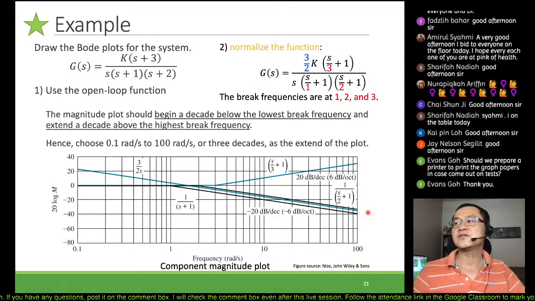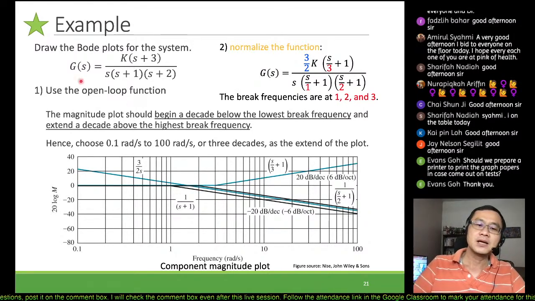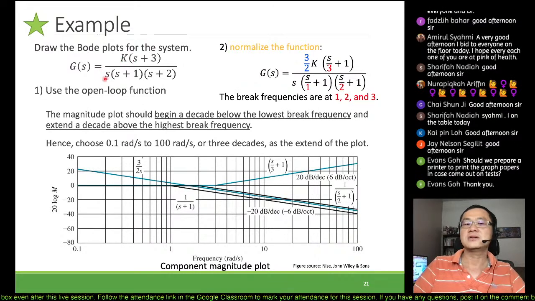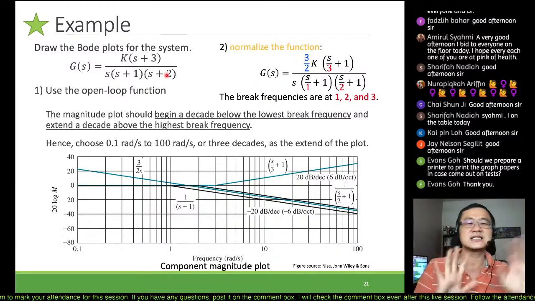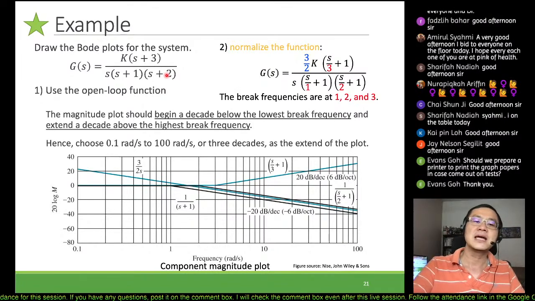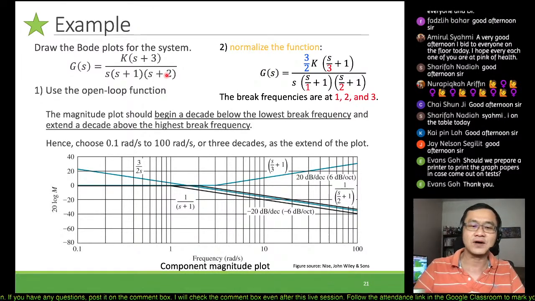Okay, so this transfer function given has a combination of zeros, and then 1 over s, and then 1 over s plus a, okay, s plus a, right? So you can see the familiar forms in this particular transfer function.